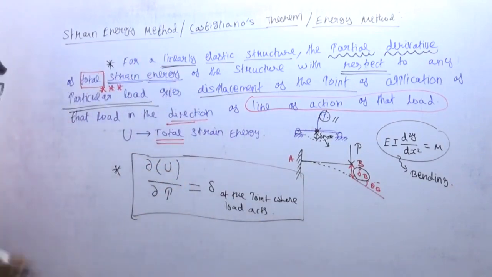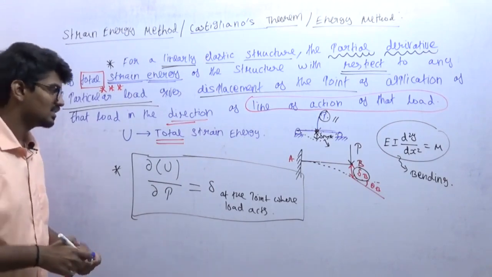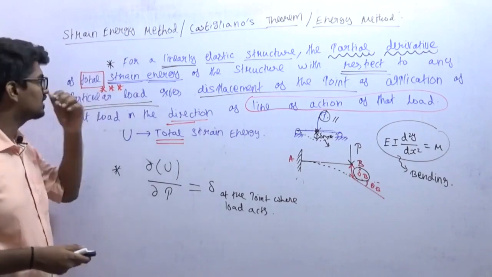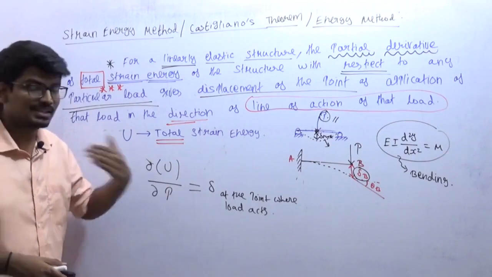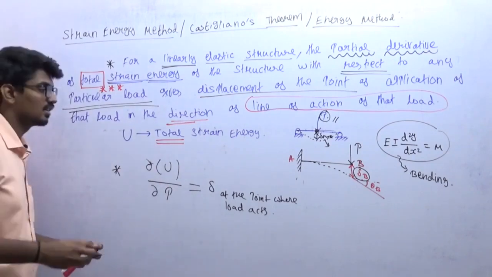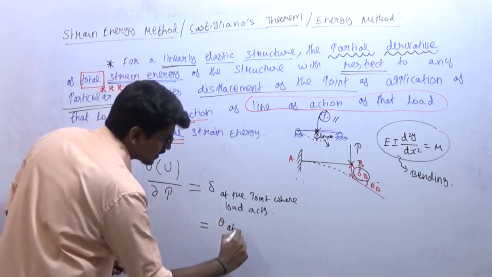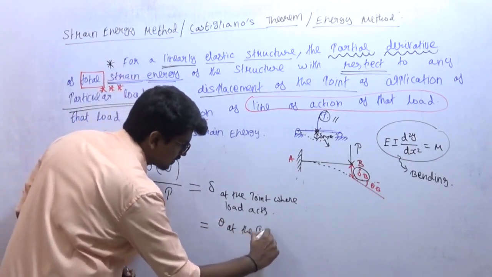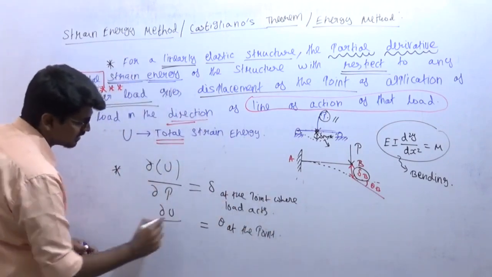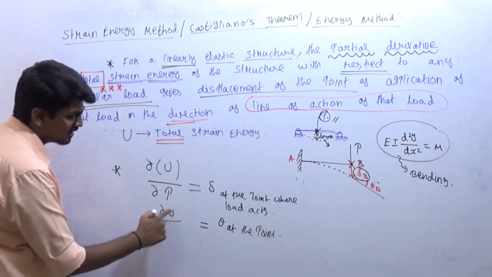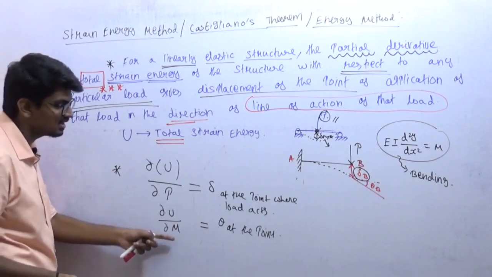Okay, I'm not writing the second statement, but I will give the second statement. That is very, very simple actually. What is the second statement? The first statement of Castigliano's theorem is used for determining deflection at any point. Okay, and the second statement is used to determine theta, that is slope at the point. Okay, now what I need to do, it's very simple, same, I need to differentiate strain energy, but this time I need to differentiate strain energy with the moment.